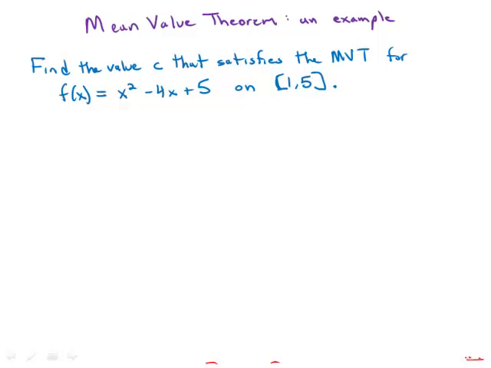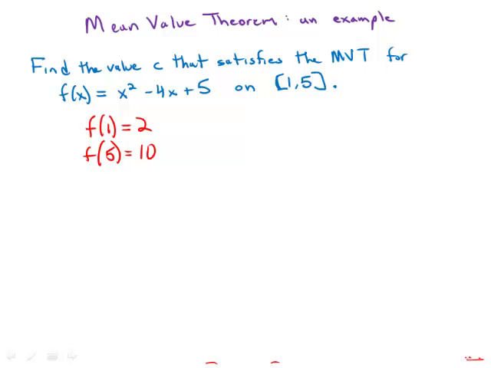Find the value of c that satisfies the mean value theorem for the function f of x equals x squared minus 4x plus 5 on the interval from 1 to 5. So the first thing we have to do is evaluate the function at those endpoints. f of 1 equals 2. f of 5 equals 10.